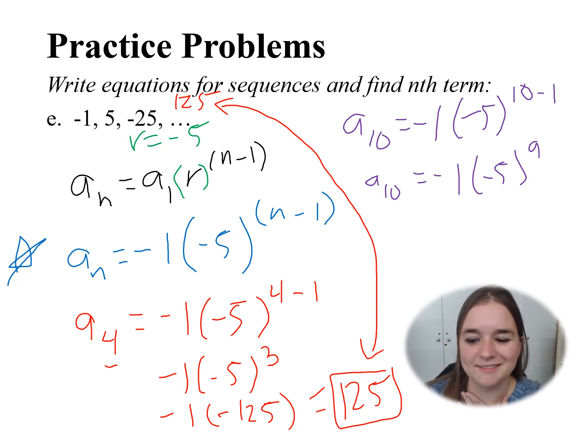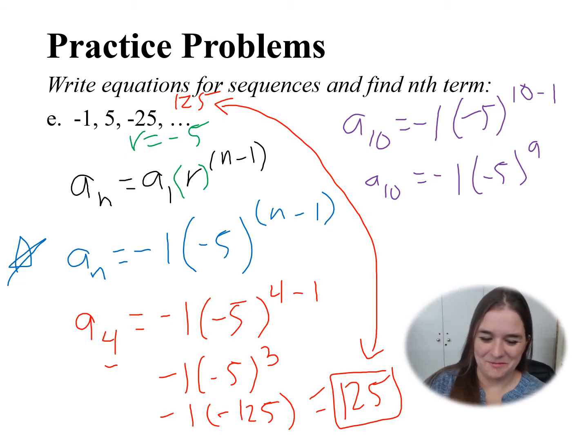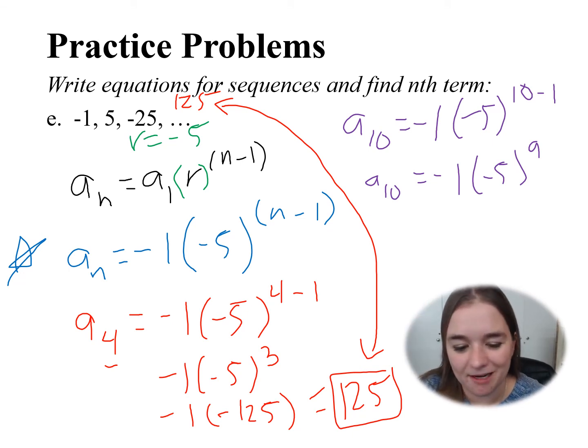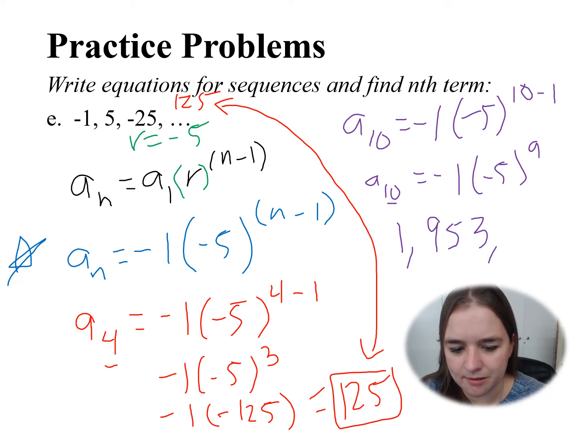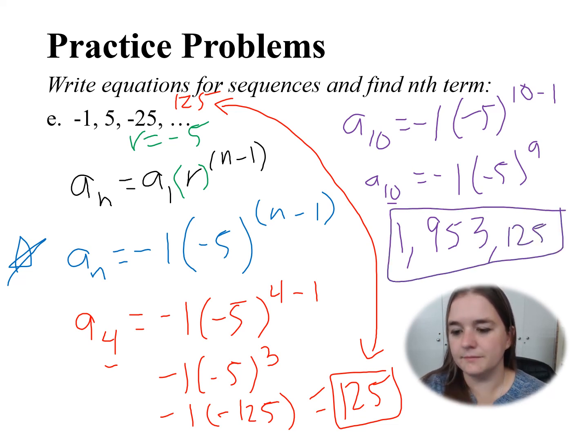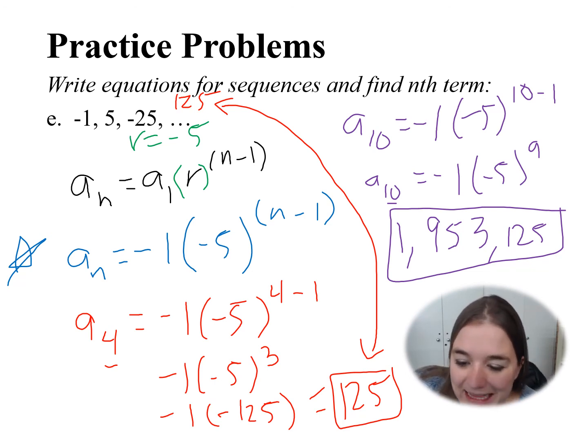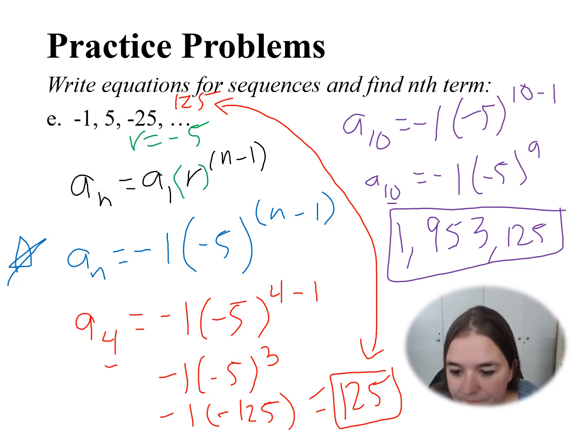Oops, pause for a second. With my calculator, I can type that in, and I find that my final answer is positive, because I know that that even number is going to be a positive value because of my negative times a negative. It is 1,953,125. My final answer for the 10th term would be that value there.